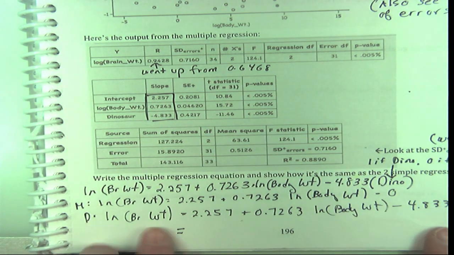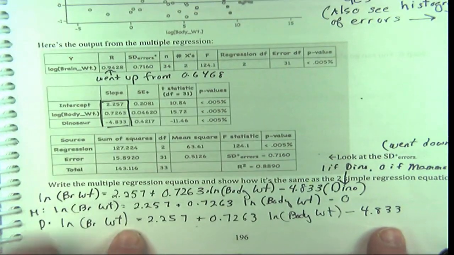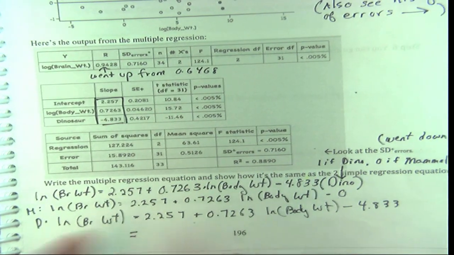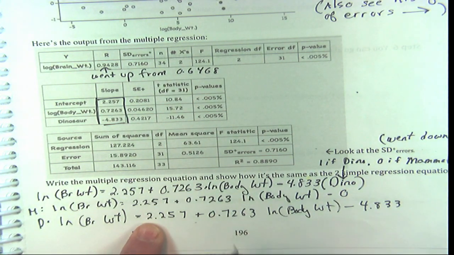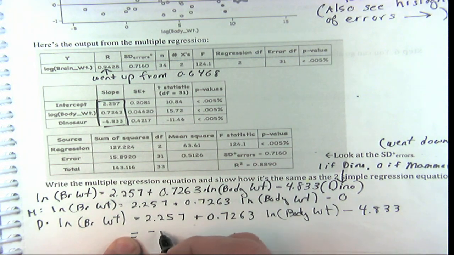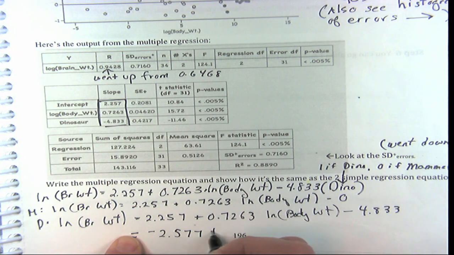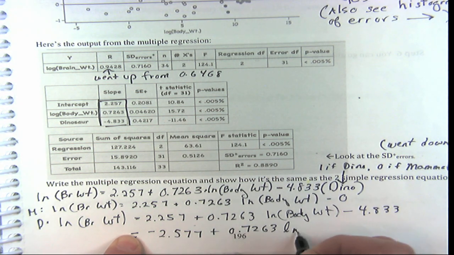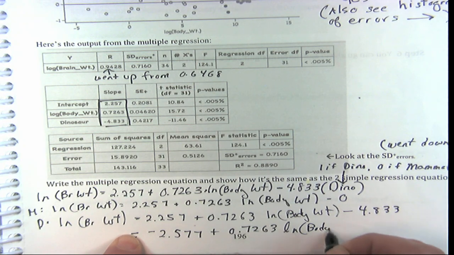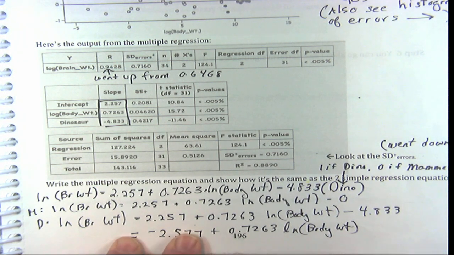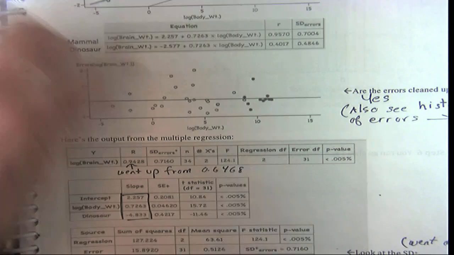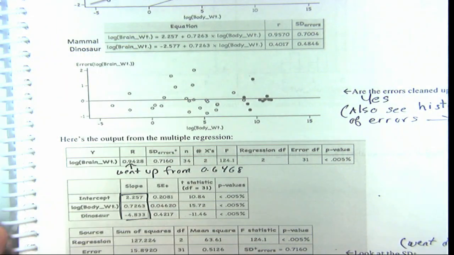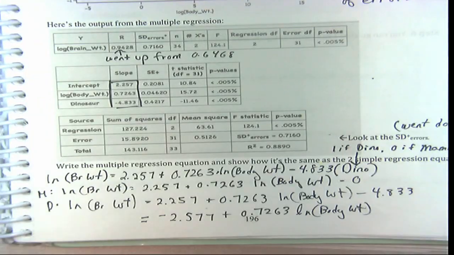And so we just want to simplify this, add these two together. So if we combine those two, we get negative 2.577 plus 0.7263 times the log of the body weight, which is exactly the same as these two equations here. So that's the idea.